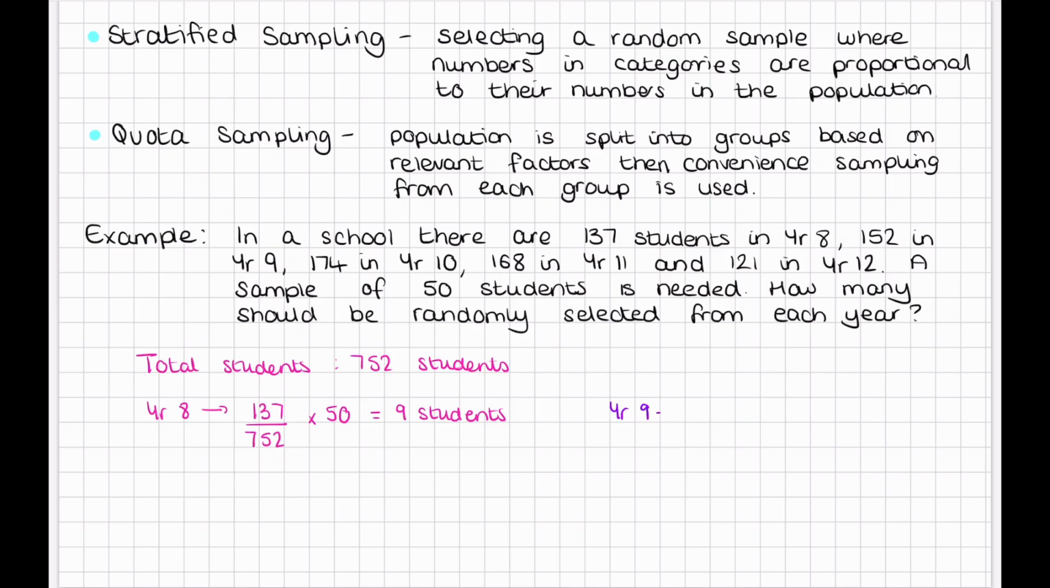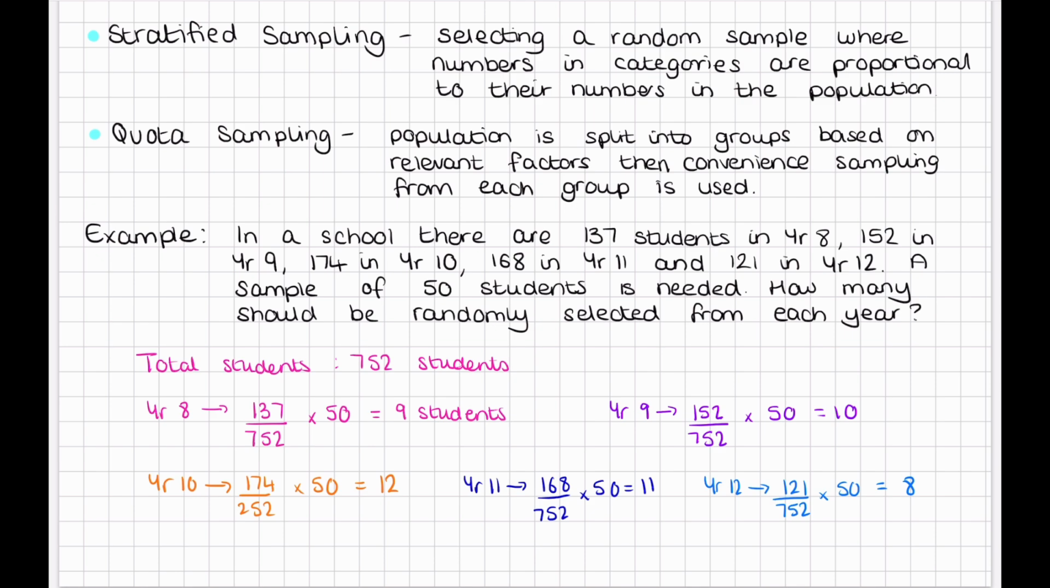So year 9 is 152 out of the 752. That gives me my proportion. Multiply by how many I want to survey, which is 50, and that will give me 10 students that I need to survey from year 9. I'll quickly do the rest for years 10, 11 and 12 to find their proportions too.